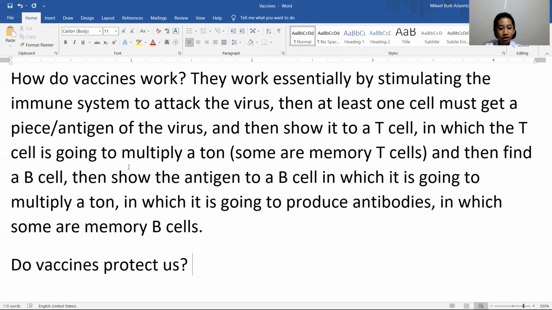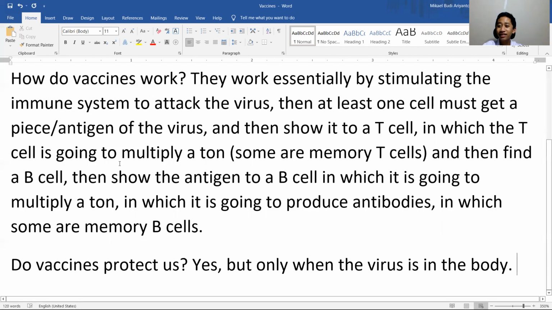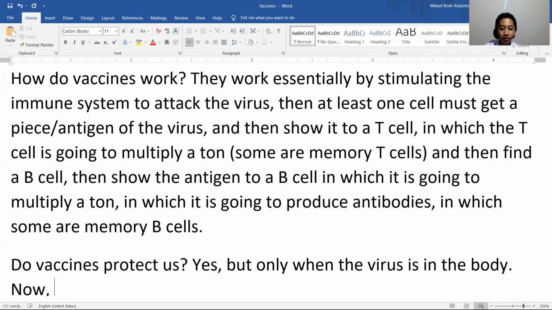Do vaccines protect us? Yes, but only when the virus is in the body. It's not like a magic protective shield wall. If it were, we would have already eradicated the virus. It actually doesn't protect you forever.